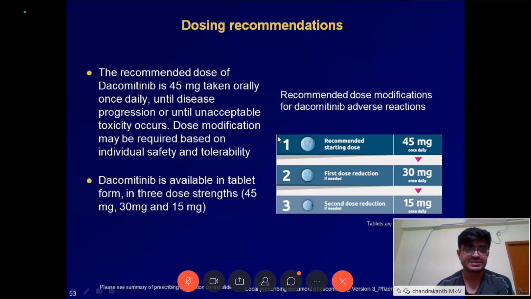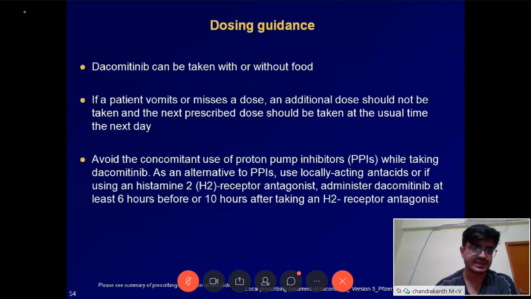Okay, so this is the dosing recommendations. Recommended dose is 45 milligrams taken orally once a day until progression or unacceptable toxicities. Dose modification is required based on the individual safety and tolerability. You can see it is available in tablet form in all three strengths: 45, 30 and 15 milligram. And you can see the first dose reduction is to 30 milligram and the second dose reduction is to 15 milligram. And nearly 60 or 65% of patients required dose reduction in the clinical trial. It can be taken with or without food. If a patient vomits or misses a dose, an additional dose should not be taken, and the next prescribed dose should be taken at the usual time the next day.